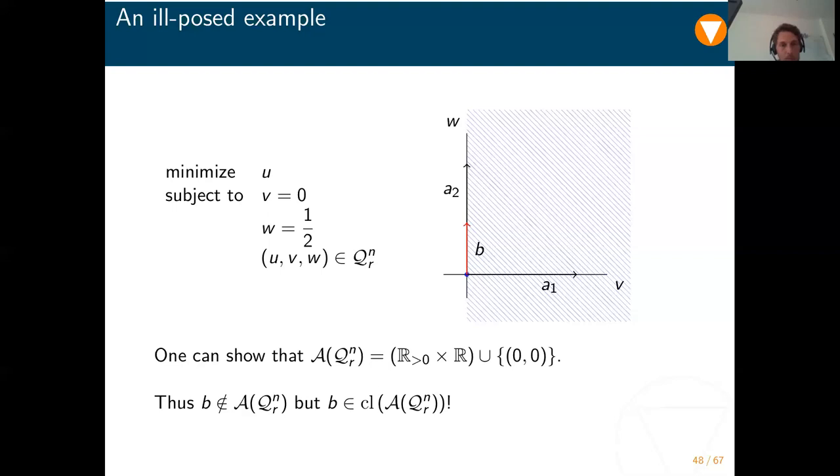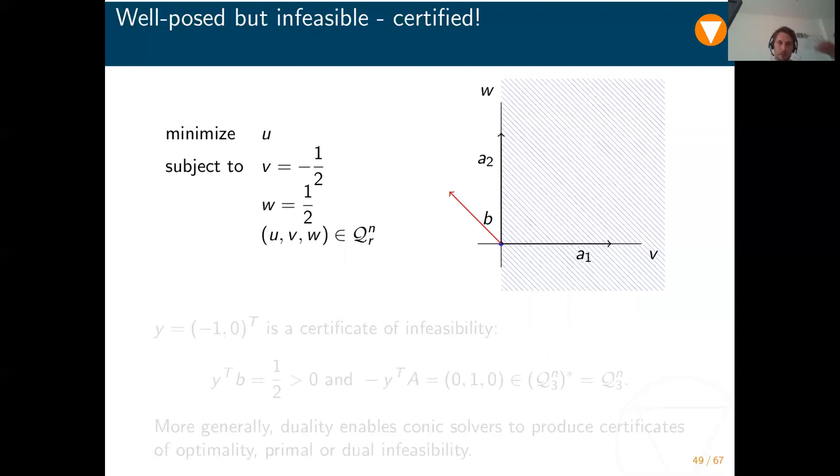We're going to stick a bit with this example. I now again change a bit the input data. I fix V not to zero now, but to -1/2. Now, this is completely infeasible. You will not have 2 times U times V greater than 1/4. We can see this in this picture also. B is now not in the blue set as before, but it's also not in the closure of the blue set. So this is really infeasible.